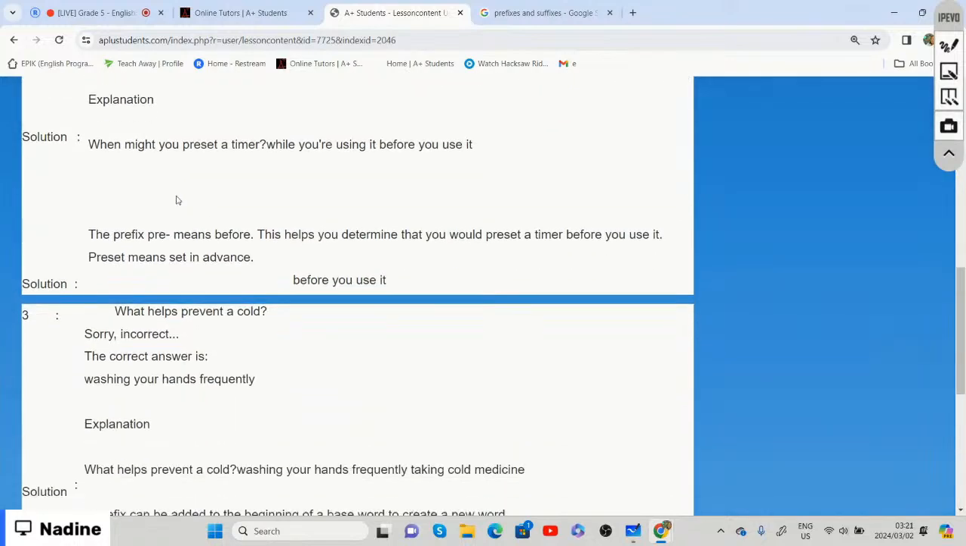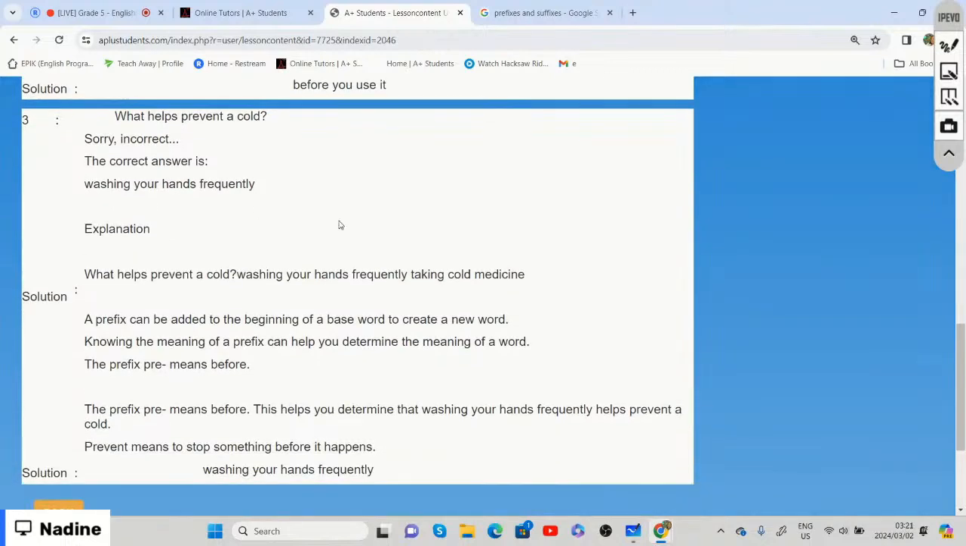All right. So we need to help prevent a cold, prevent a cold. And if we want to help prevent a cold, then you need to wash your hands frequently. Also eat healthier, right? And drink lots of water and medication. So what helps prevent a cold? And we say that is specifically washing your hands.